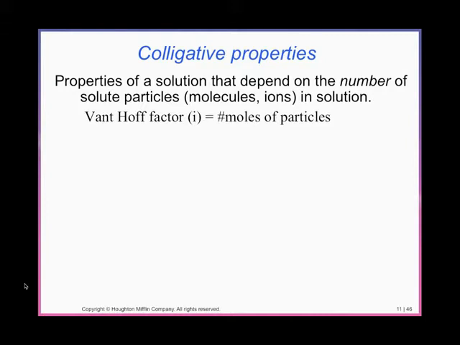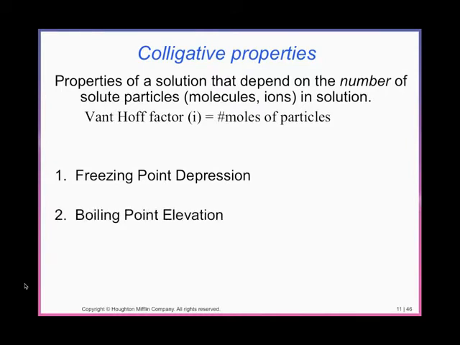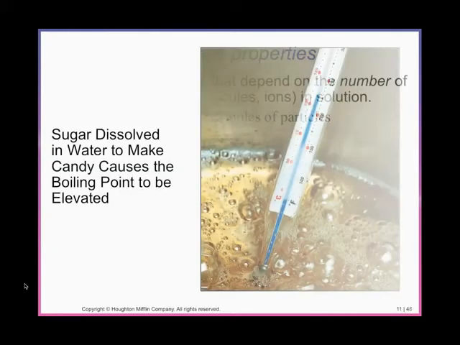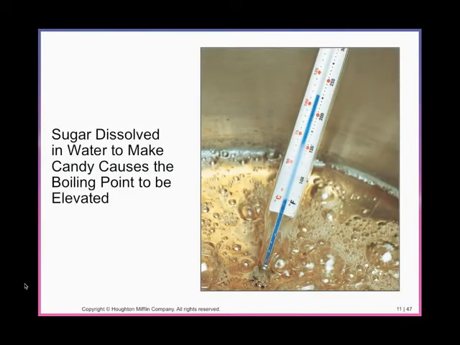Now there are three colligative properties we're going to be checking out. We're going to take a look at freezing point depression, boiling point elevation, and osmotic pressure. Here's a picture showing you that when you dissolve a lot of sugar in water, let's say to make candy, it really raises the boiling point of the water. If you notice up here, the boiling point is well above 100 degrees centigrade. So the boiling point has been elevated or raised by dissolving sugar in it.